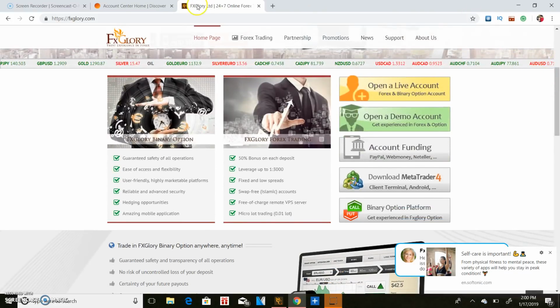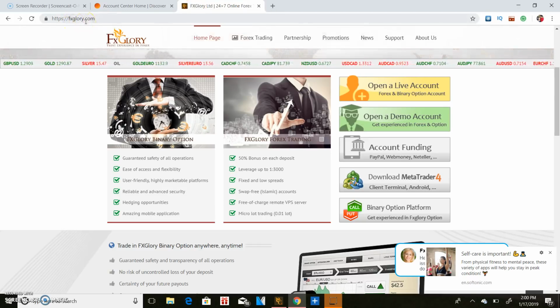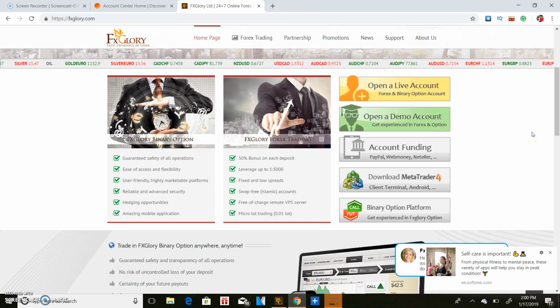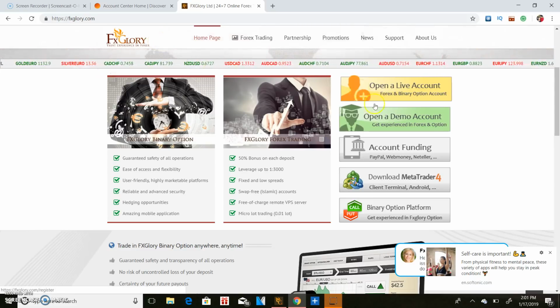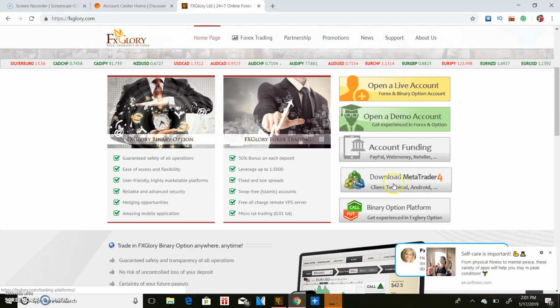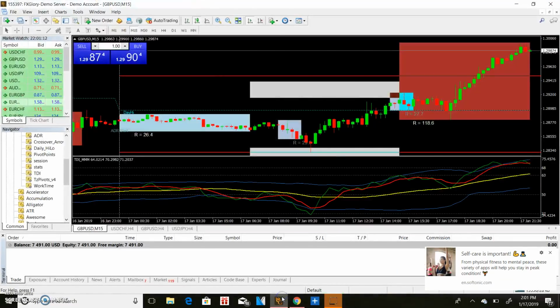So you can go to fxglory.com, and I usually just use FX Glory to trade demo. You could also use Trader's Way to trade demo as well. But when trading live, every now and then I might use FX Glory, but I'll use tradersway.com. Like I said, you can go to FX Glory, click on open a demo account, download the MetaTrader 4, which is this right here. This is what's called the MetaTrader 4.